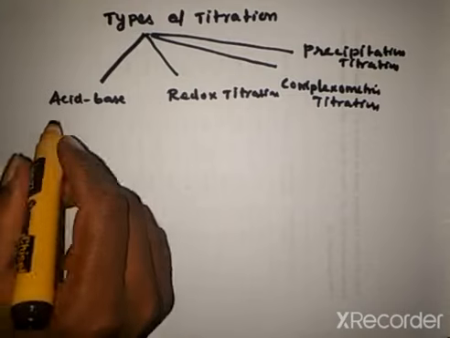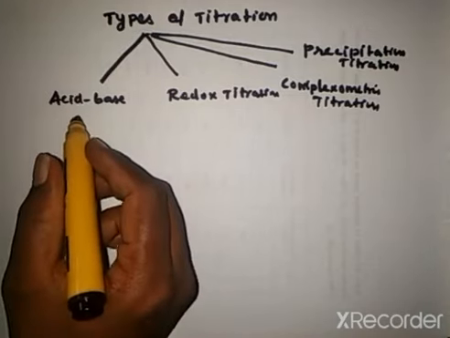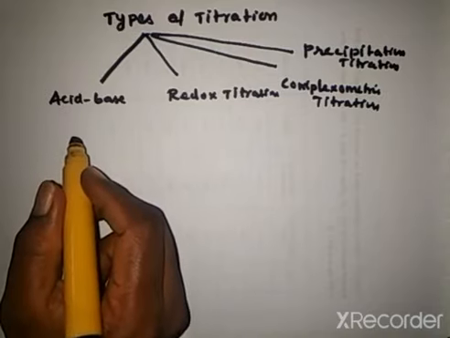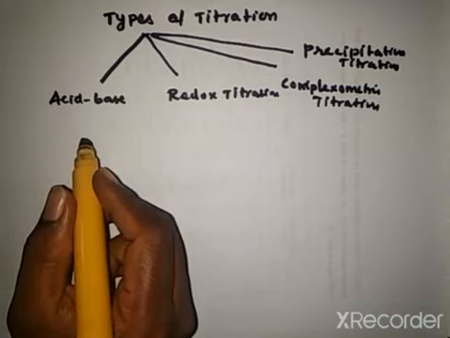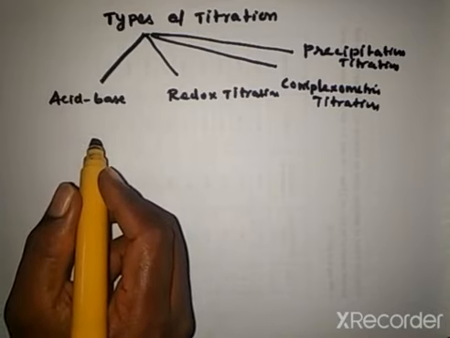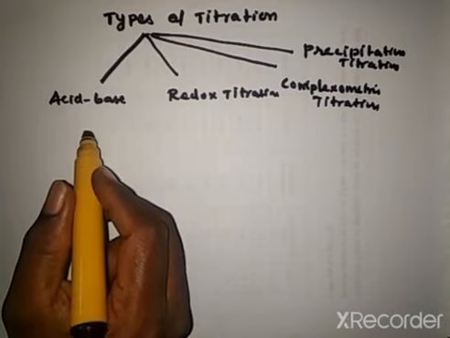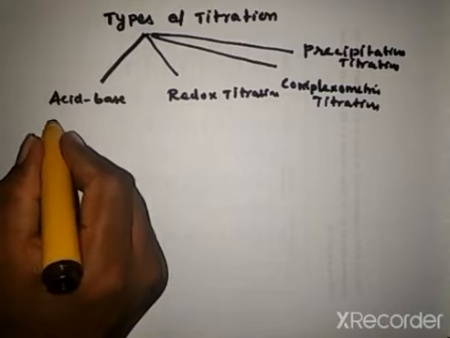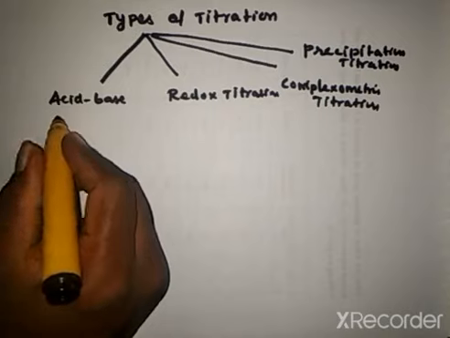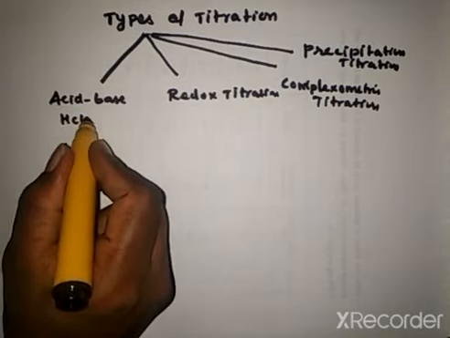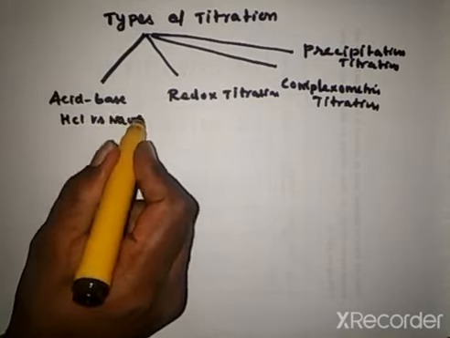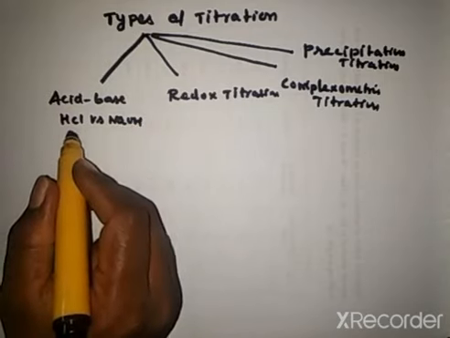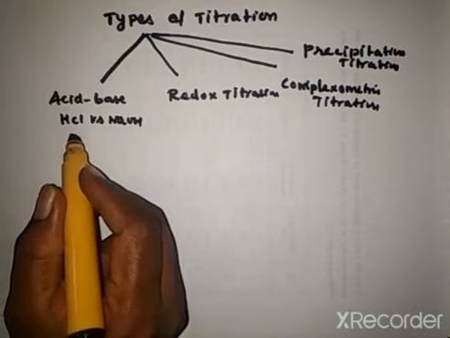First, what is acid-base titration? In this acid-base titration, an acid or a basic titrant reacts with an analyte, that is a base or an acid. In this type of titration, acid-base neutralization reaction takes place. For example, the titration between HCl versus NaOH. Here one is acid, another one is base. One is used as analyte, another one is the titrant.